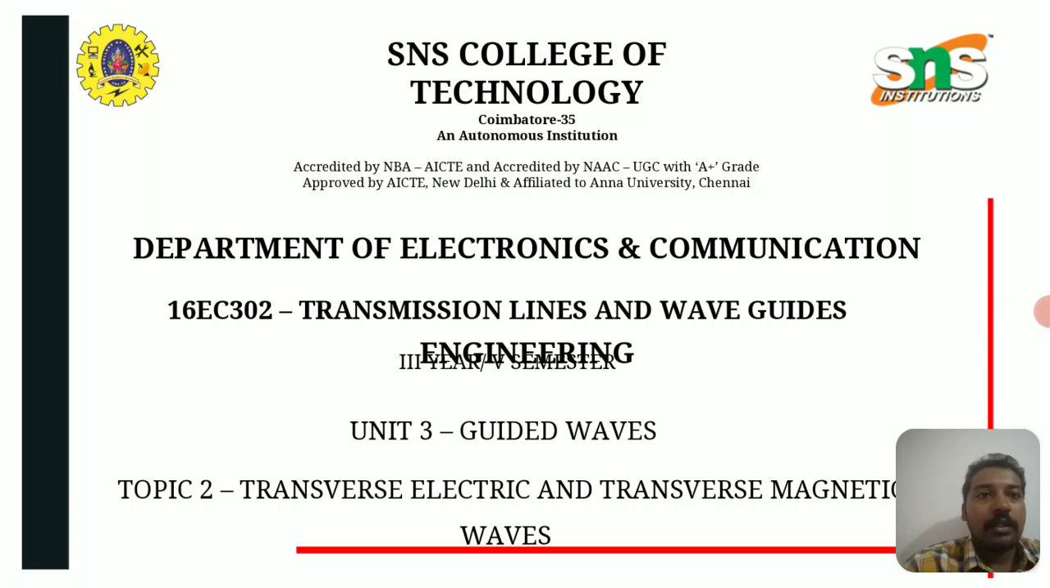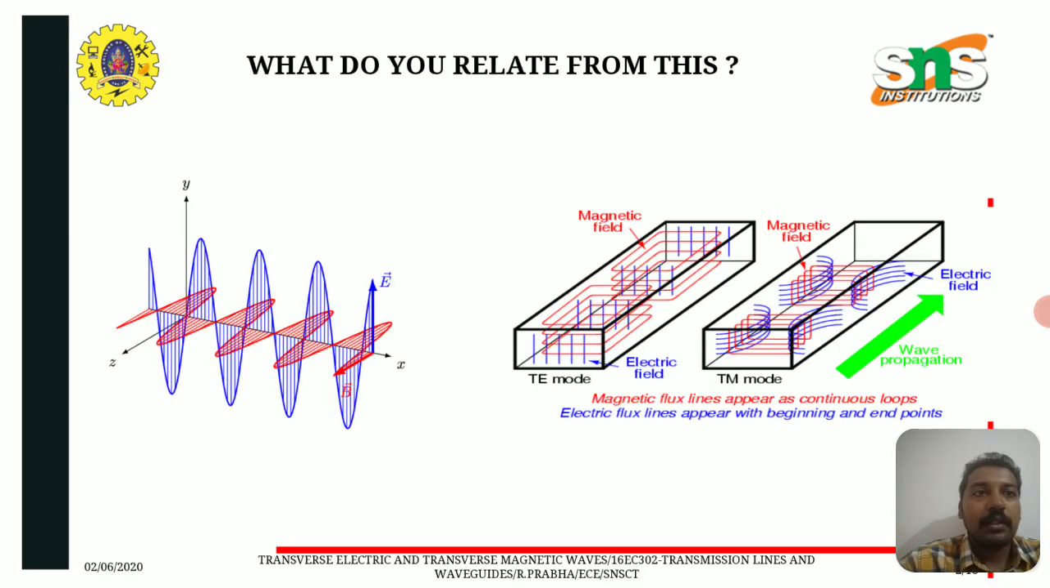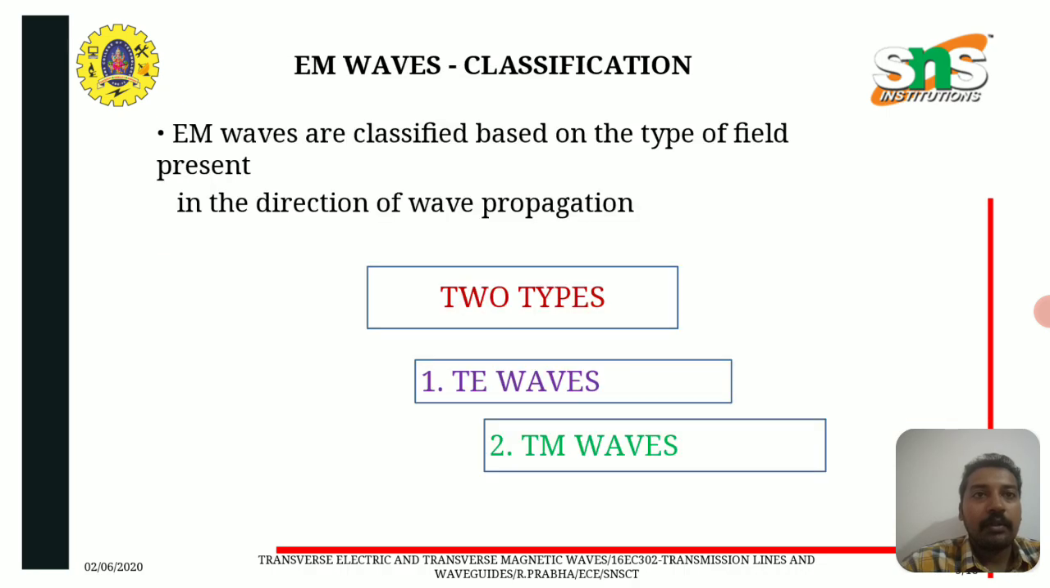Hi, in this topic we are going to see about TE waves and TM waves. So what do you relate from these diagrams? EM waves are classified based on the type of field present and the direction of wave propagation.